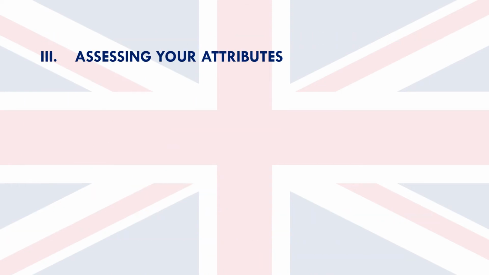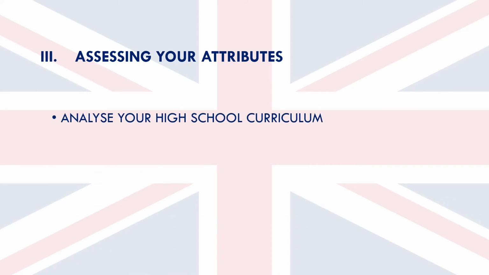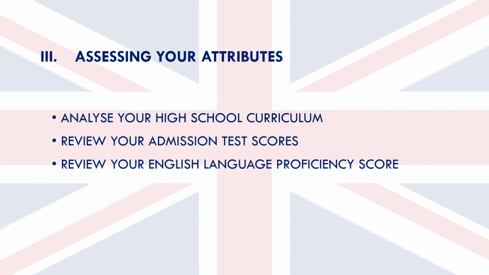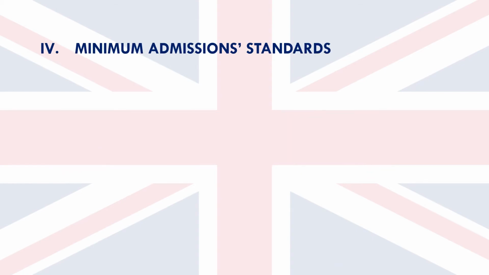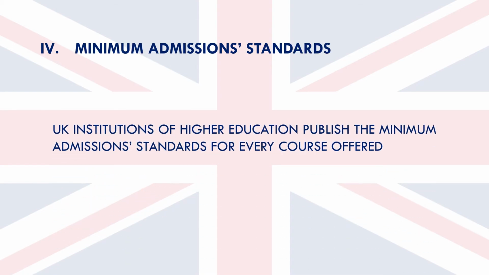Assessing your attributes involves analyzing your high school curriculum, determining your admissions test scores, and determining your English language proficiency score. UK institutions of higher education publish the minimum admission standards for every course offered, so you should check their website to find out precisely what their minimum standards are for the course that you're interested in pursuing.